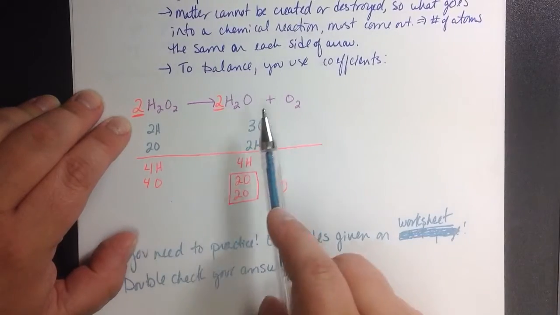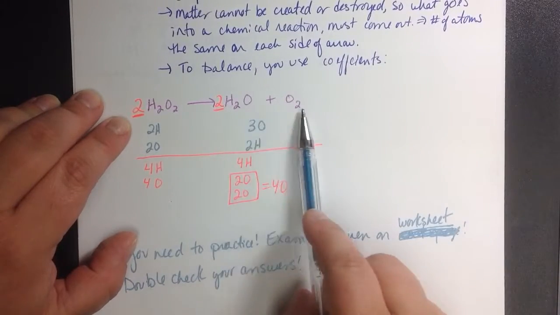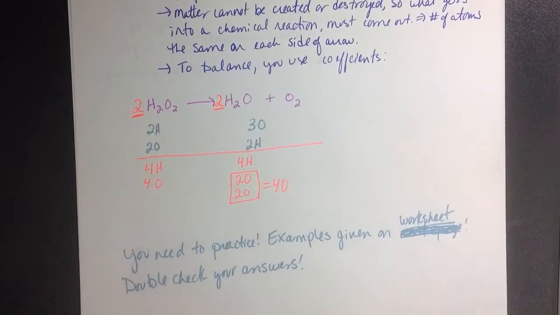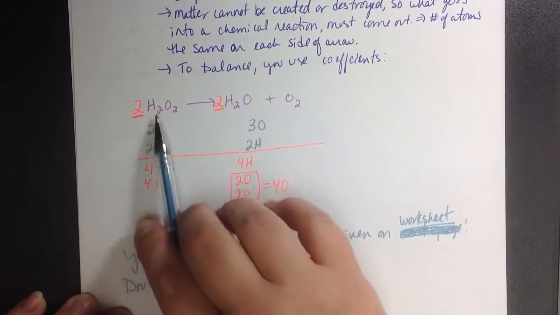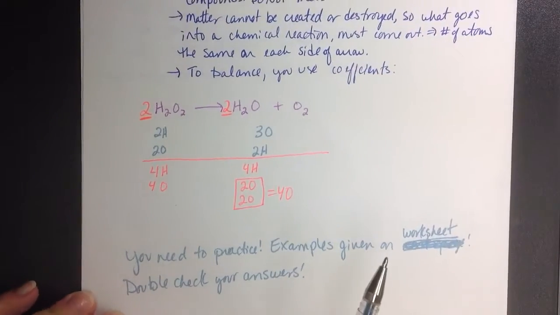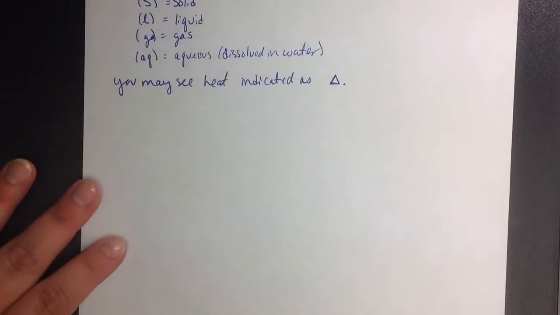Here's my advice though. You see how this oxygen is in 2 different things? Worry about oxygen last. If you have something that's in more than one thing, then work on that last. You absolutely have to practice these. Remember, this is the reactants, this is the products. They should be equal as far as number of atoms are concerned of the types.